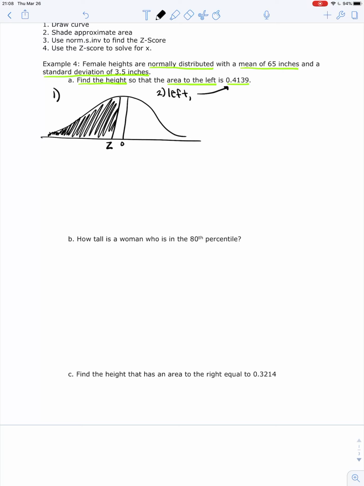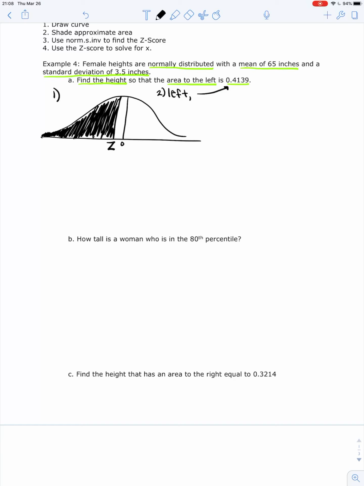Another way I like to think of this, I'm going to undo what I just did. Another thing that I like to do when I'm doing these problems is, if I know the area less than the value, or the area to the left, I'm going to start on the left-hand side of my curve and shade until I've shaded about 41-42% of the curve, which is going to be about there-ish. Okay, to me that looks like it's roughly 41% of my curve. And then wherever I stopped shading, that's where my z-score is.